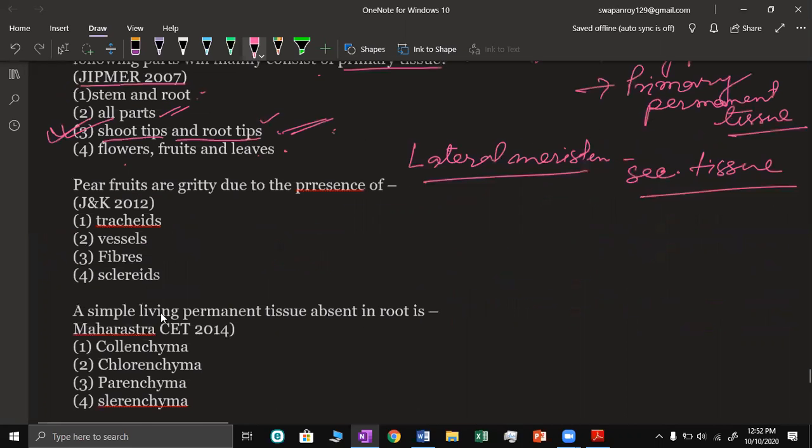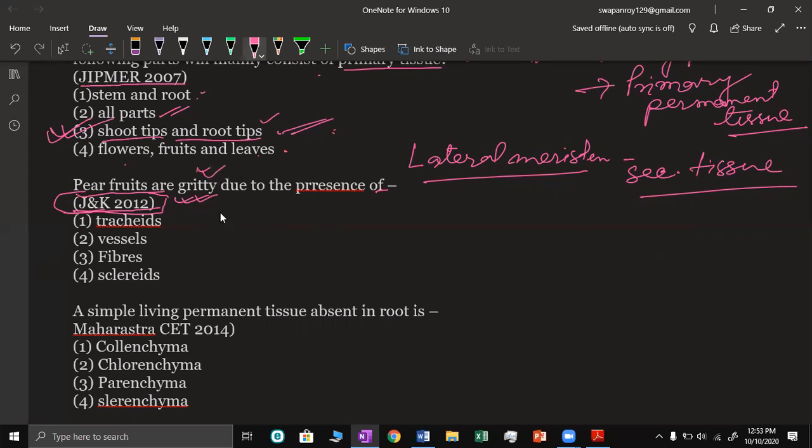Next question, the pear fruit. Pear fruits are gritty due to the presence of what? Tracheids, vessels, fibers and sclereids. This question is from Jammu Kashmir CET. So these are important questions asked in different state universities also.